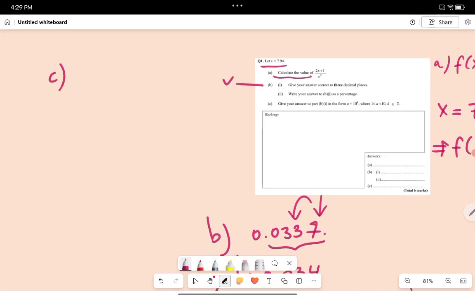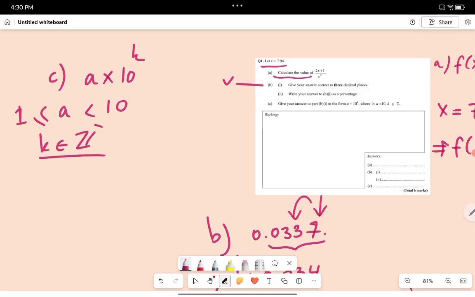Then the question: give your answer to part B1 in the form a times 10 to the power k, where a is a value between 1 and 10. So basically we have to rewrite it in this form, and k is an integer. So this means k is an element of the integer set.